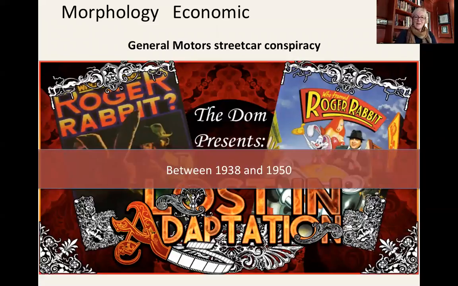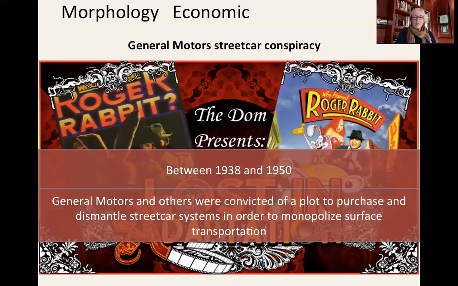And so that's where, between 1938 and 1950, what we saw was General Motors and other automobile companies were convicted of a plot to purchase and dismantle streetcar systems in order to monopolize surface transportation. So there was a very conscious shift in the United States to move away from rail, to move away from mass transportation, and to support this new economic business of cars and roads, and eventually of freight on roads and not on rail.